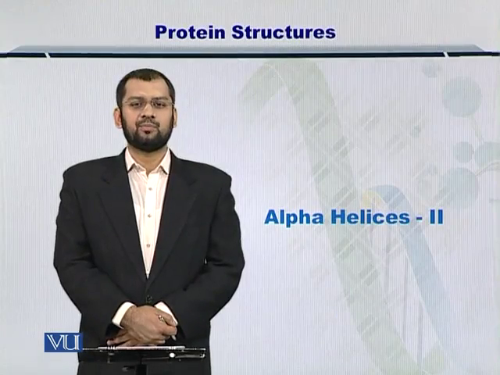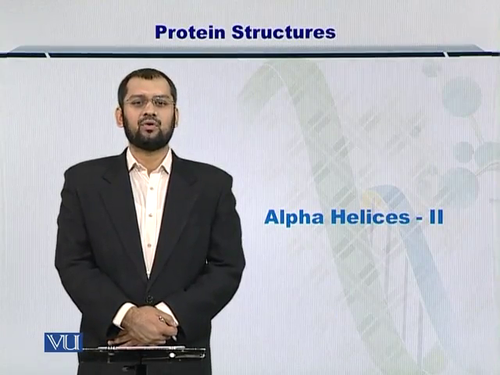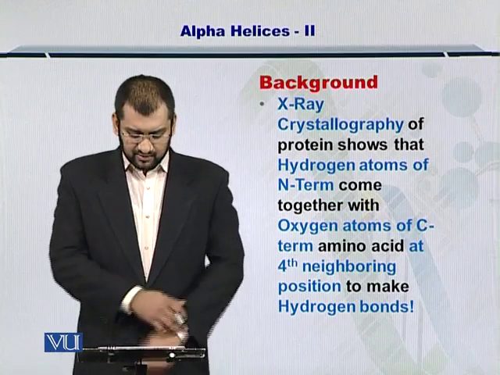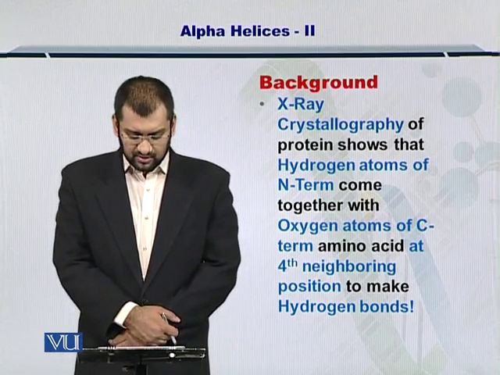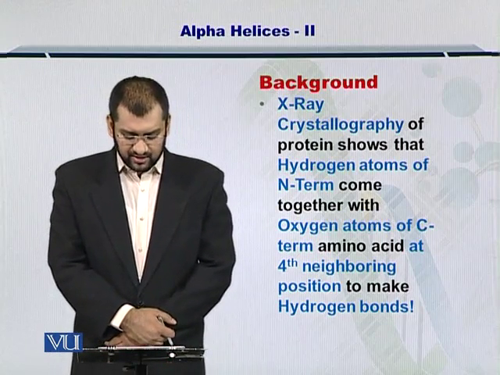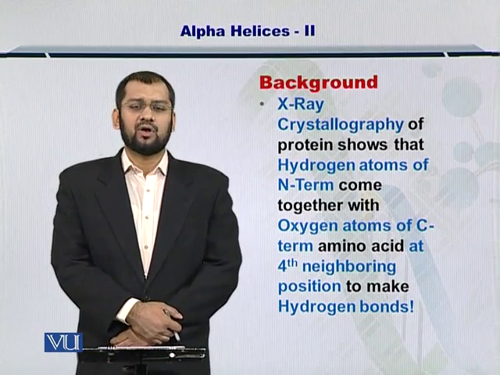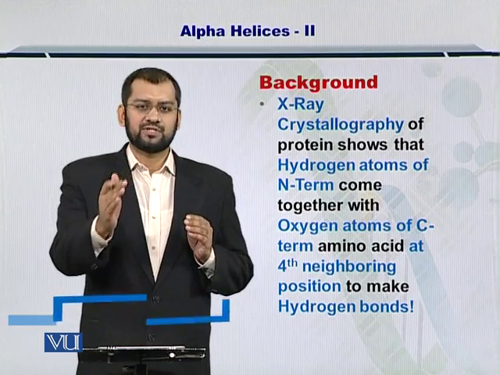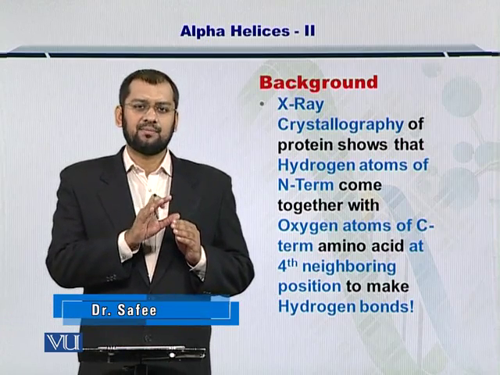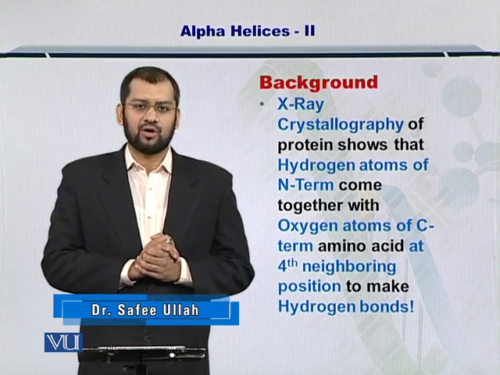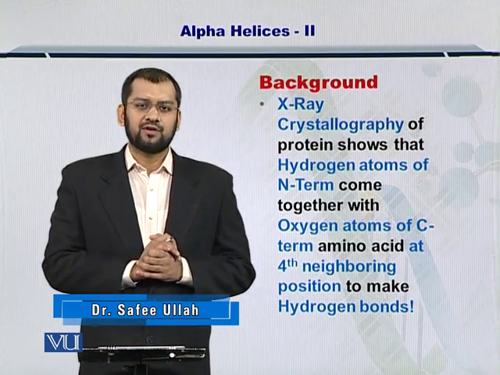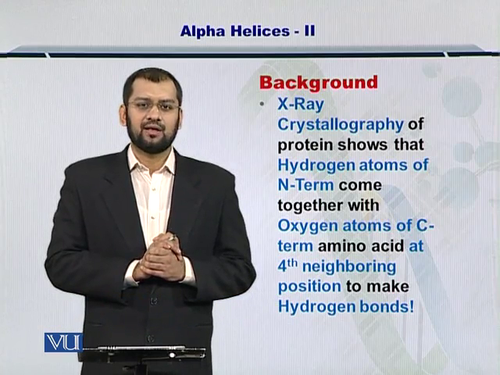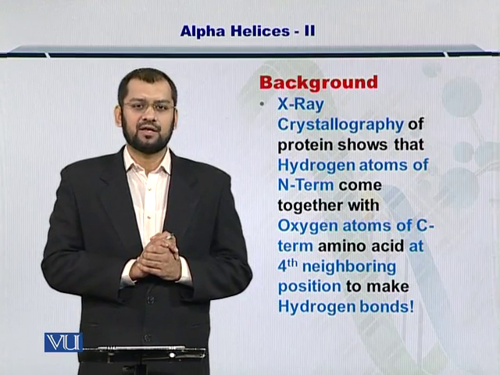Dear students, in this module, I'm going to continue elaborating on alpha helices for you. The X-ray crystallography of proteins shows that the hydrogen atoms of the N term come together with the oxygen atom of the C term at every fourth position from the N term, and they make a hydrogen bond. As a result of this hydrogen bonding, alpha helices are formed. Let me explain how this bonding actually takes place.